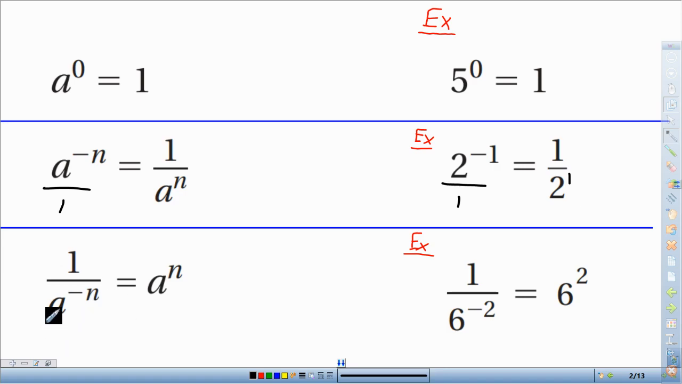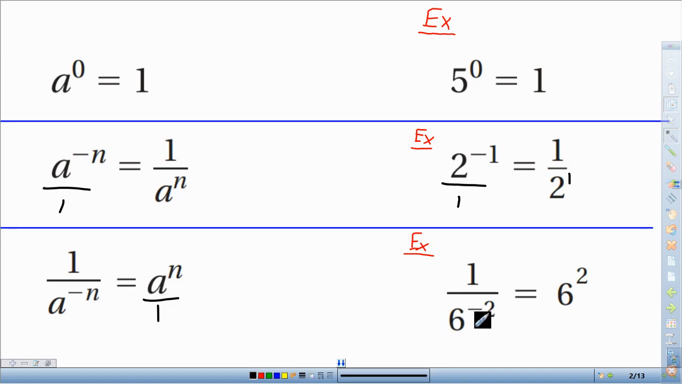If we have an exponent that's a negative in the denominator of our fraction, to turn it into a positive exponent, we send it up to the numerator, which you can see is exactly what happened here. A to the power of negative n was sent up to the numerator, and now it's a positive n. Same thing's happening over here.